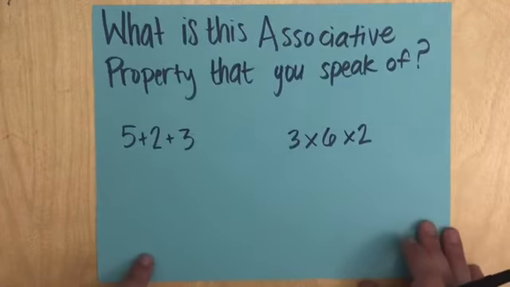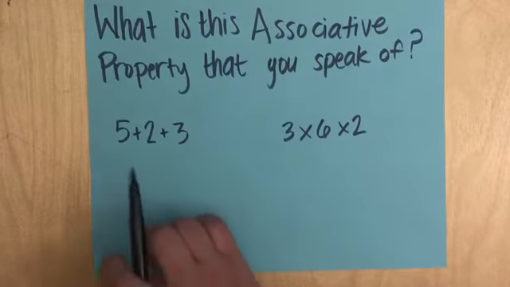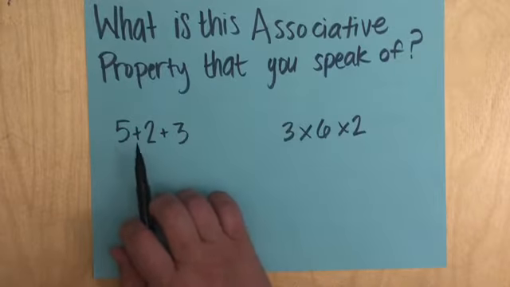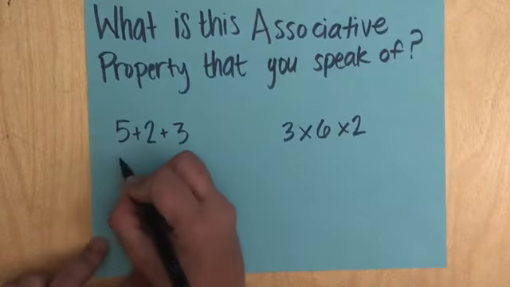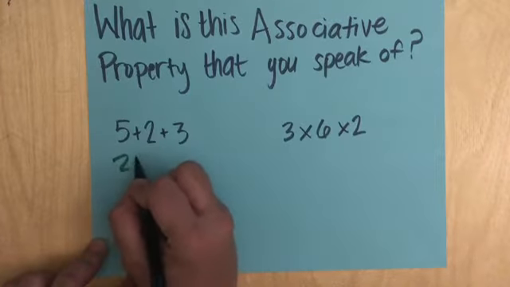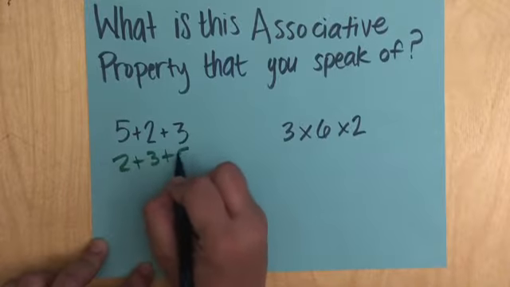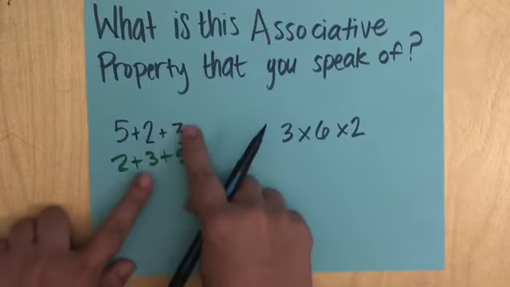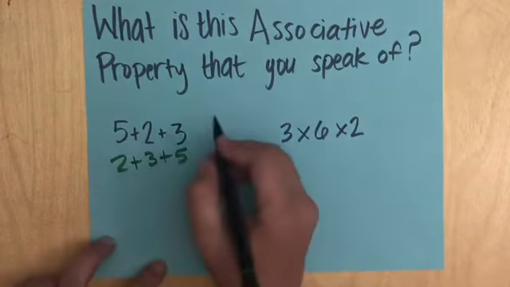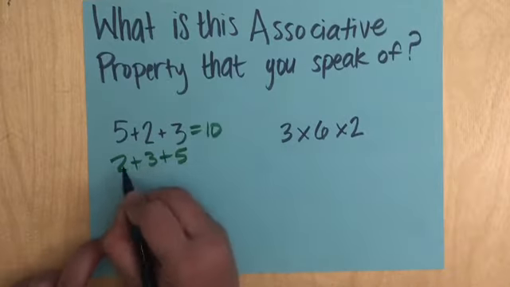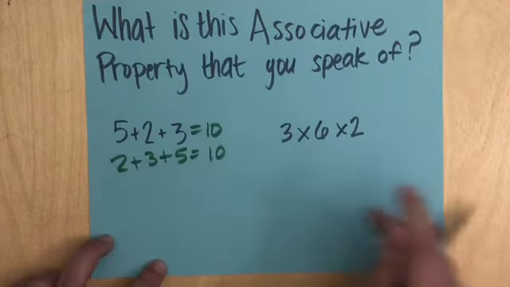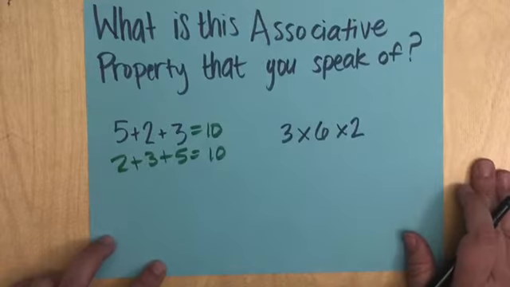Well, do you guys remember in addition how it didn't matter what order you would add something up in? Like 5 plus 2 plus 3 would get you the same answer as if you did 2 plus 3 plus 5. I still have the same numbers, so I'm going to get the same answer. I'm still going to get 10 no matter what. The same rule applies to multiplication.